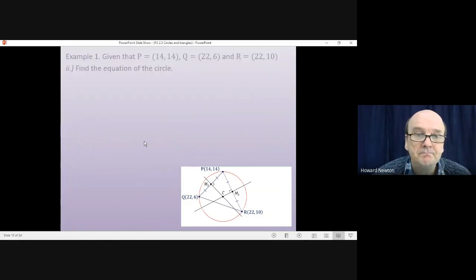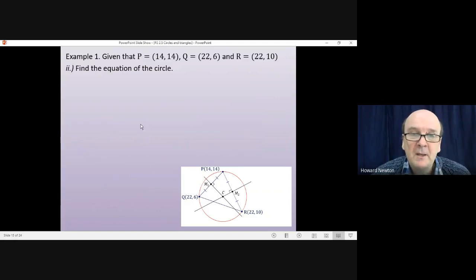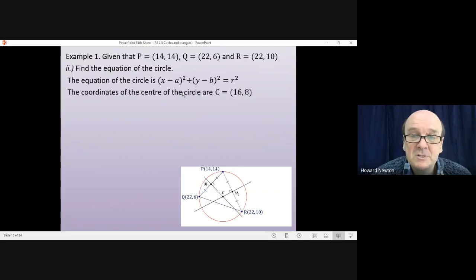That's part 1. Part 2 asks me to find the equation of the circle. Well, the standard form for the equation of a circle is (x minus a) squared plus (y minus b) squared equals r squared, where a and b are the coordinates of the center of the circle. So I know those. a is 16, b is 8. I still need to find r, the radius of the circle. Well, that's the distance from C to any of these three vertices.